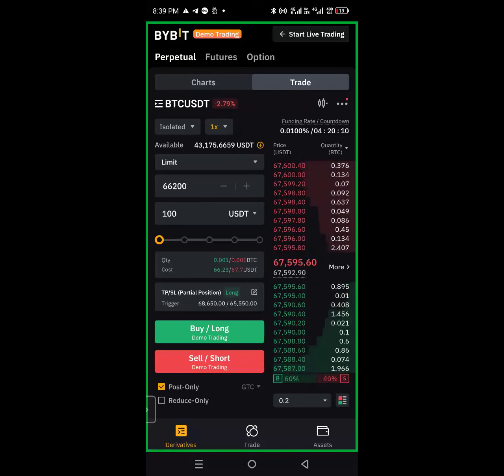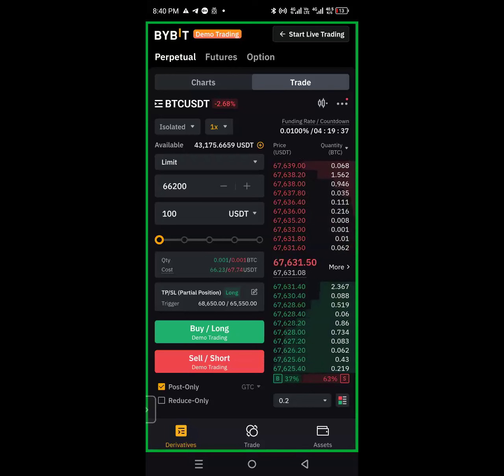Look at the available balance below isolated and leverage. That is currently showing on my own screen $43,175, right? Demo account. So that's the available balance on this account. Now, this 66.23 as cost means that I am willing to isolate 66.23 from my trading balance to take this trade.